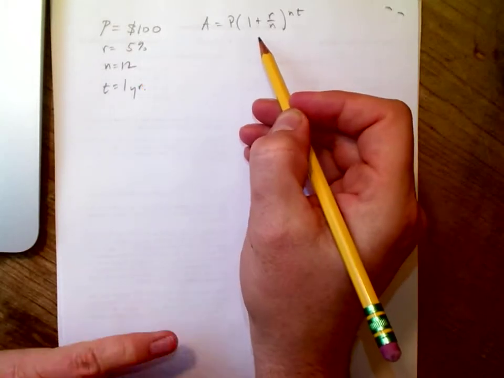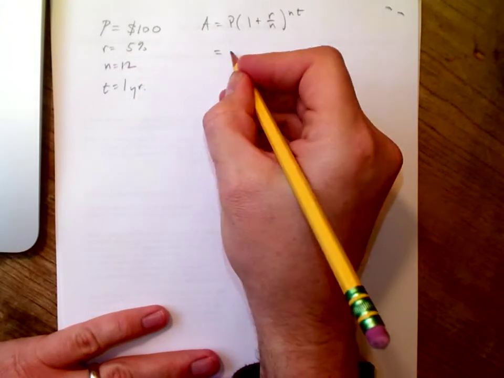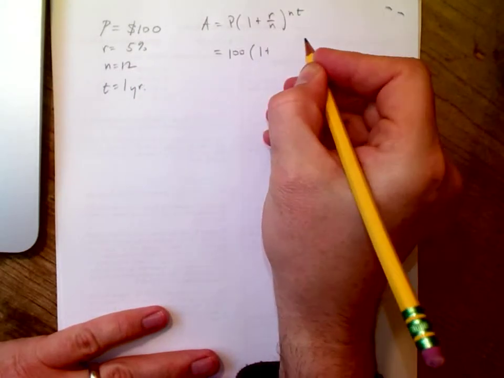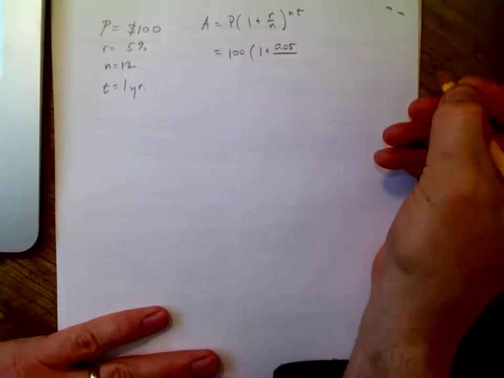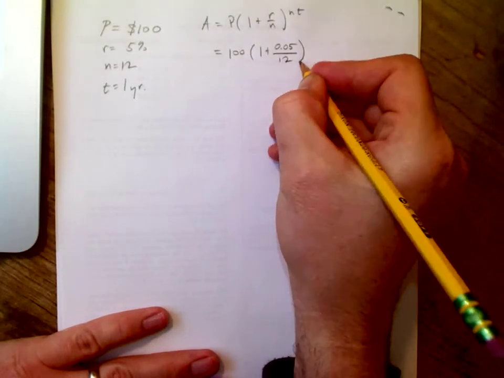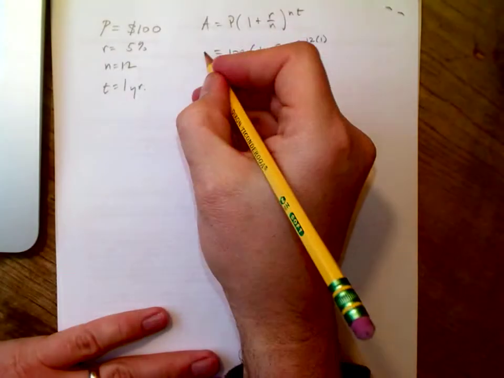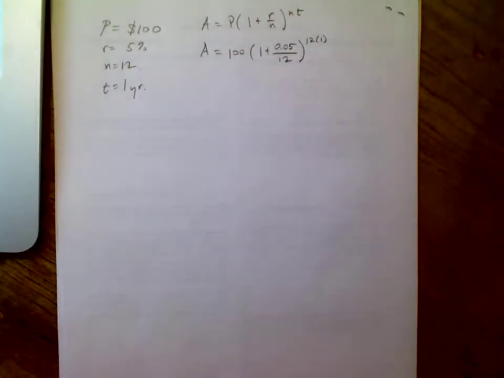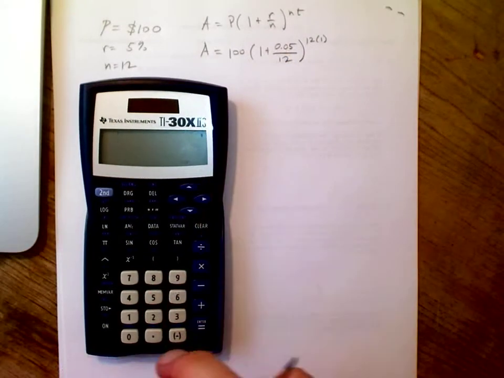And this is our formula. So we'll put in all the information that we know. We have 100 times 1 plus the rate, which is 5%, so we have to put in 0.05 divided by 12, to the 12 times 1. And that will help us calculate the amount of money that's in this account after 1 year. So at this stage I'm going to take a calculator to type this in.